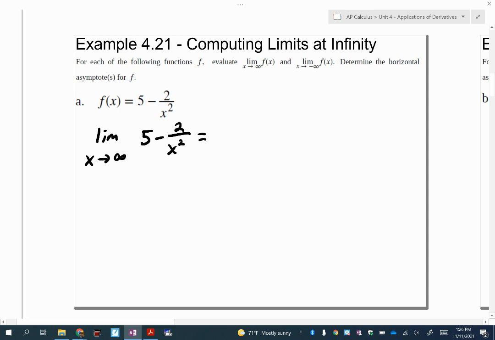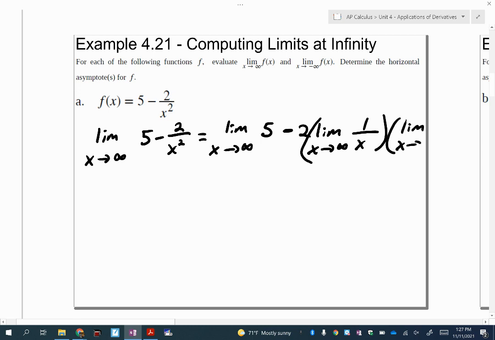Now I'm going to use some limit laws here to rewrite this. Again, this is really more work that we did a couple units ago. So the limit as x approaches infinity of 5 minus 2 times the limit as x approaches infinity of 1 over x times the limit as x approaches infinity of another 1 over x, right? Because 1 over x times 1 over x is 1 over x squared.